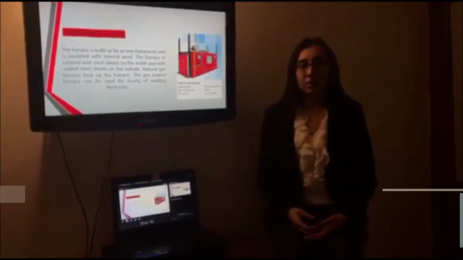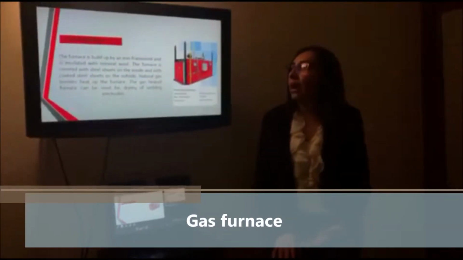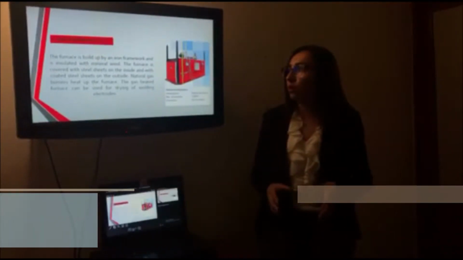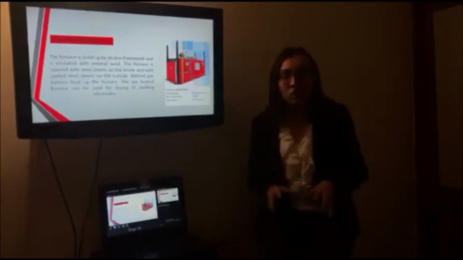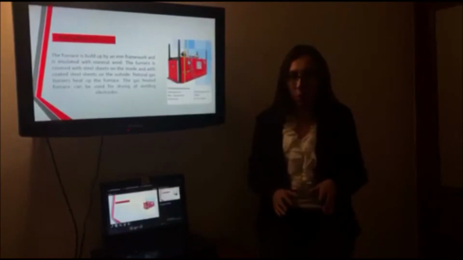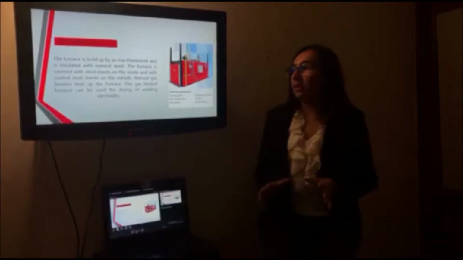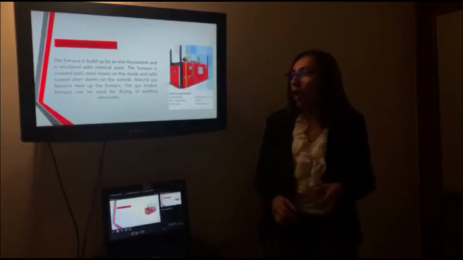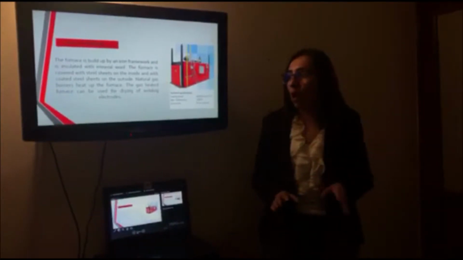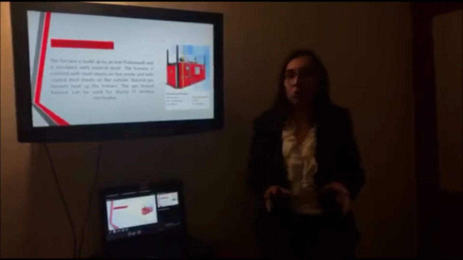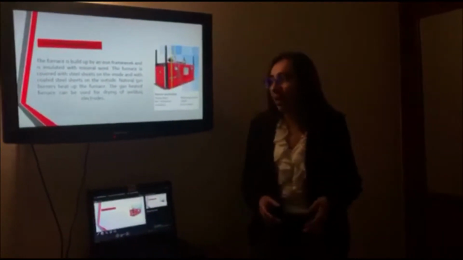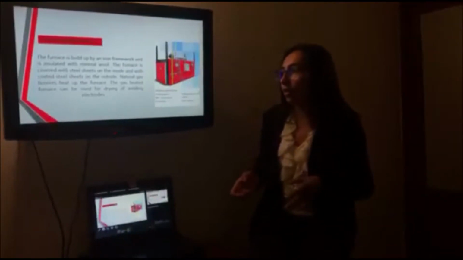Gas furnace. A gas furnace is built by an iron framework and is insulated with mineral wool. The furnace is covered with steel sheets on the side and with cold steel sheets on the outside. Natural gas heated.